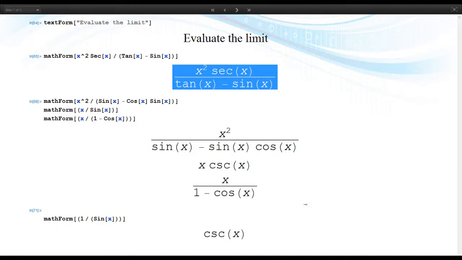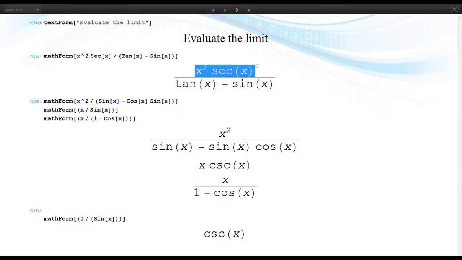Or we could do L'Hopital's rule on this function directly. We'd have to use a product rule on the top, and we'd have 2x secant plus x squared secant x tangent x. It would be kind of bad. In the end, we find out that this limit doesn't exist. Okay, so let's do another one.